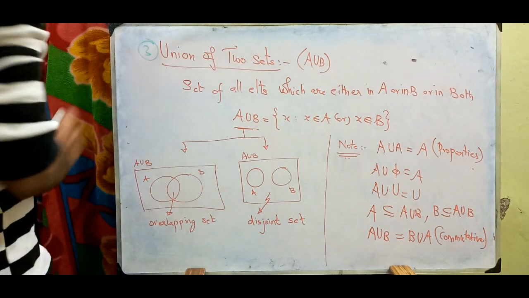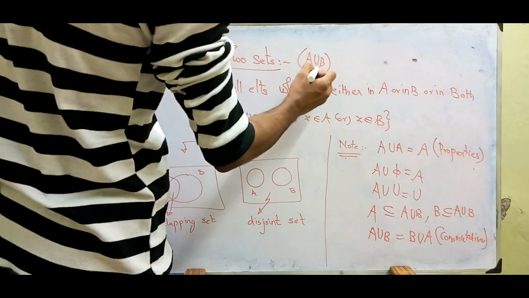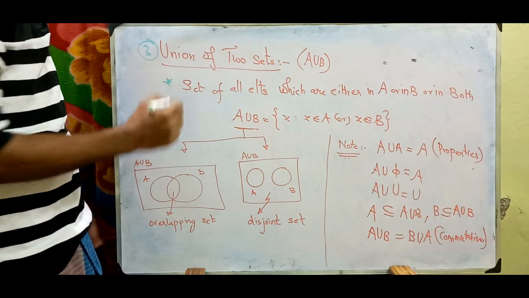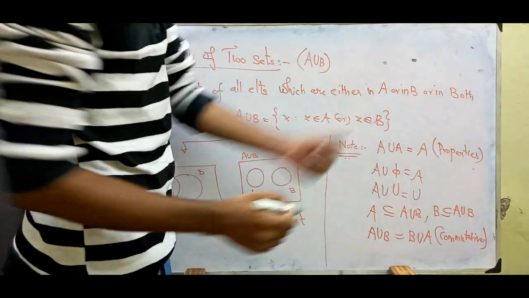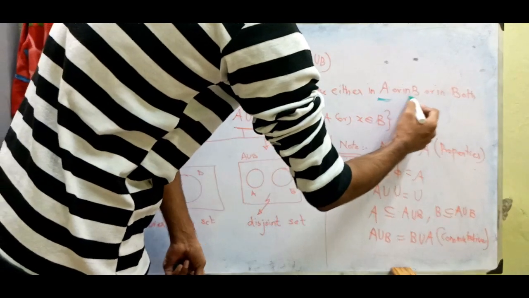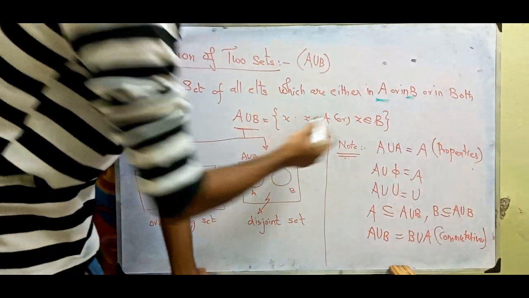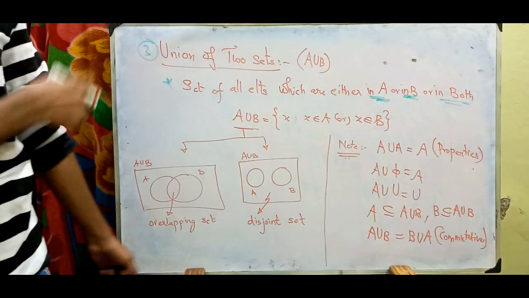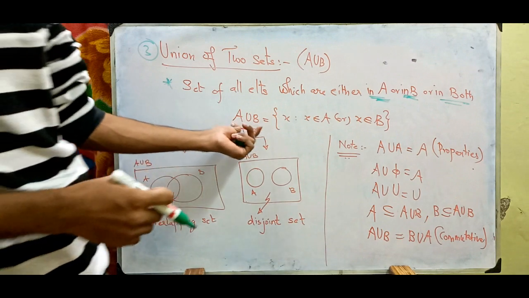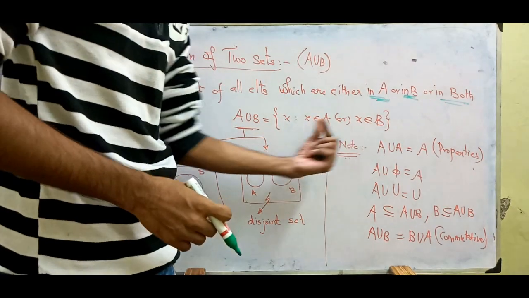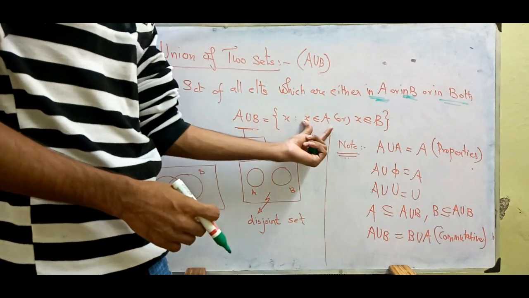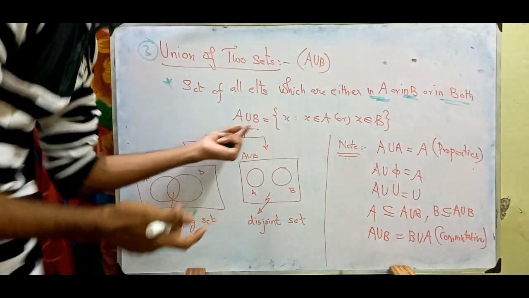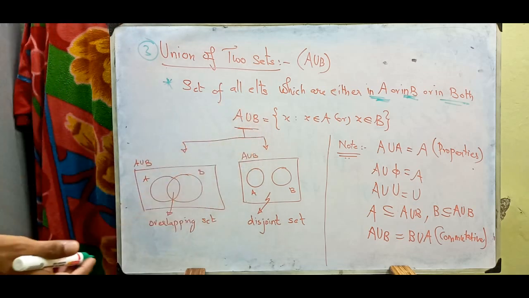Okay, so this is the third one, union of two sets, and it is usually denoted as A union B. Okay, what does it mean? Set of all elements which are either in A or in B, or in both A and B. So A union B is written in this form: X such that X belongs to A, or X belongs to B, or X belongs to both.